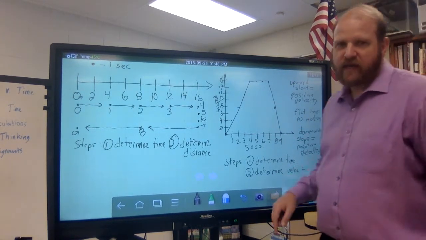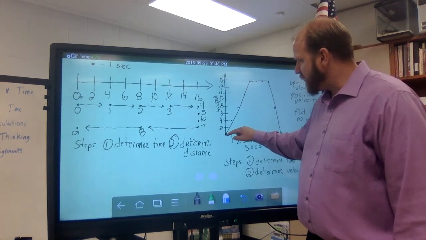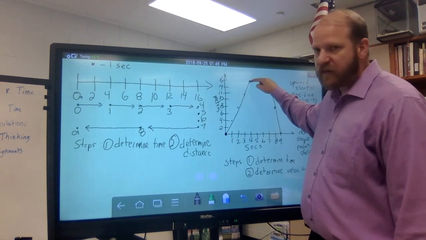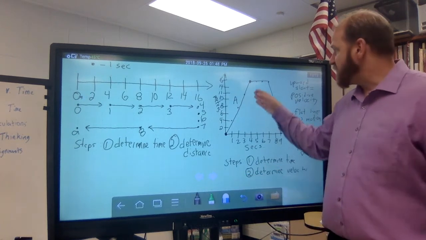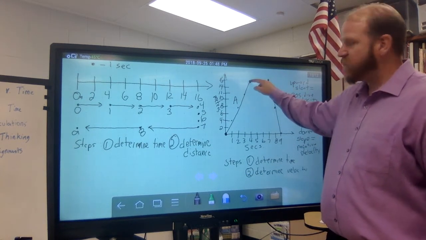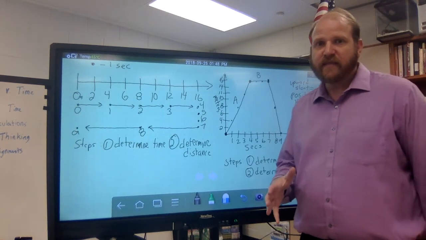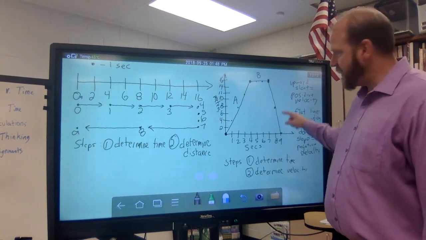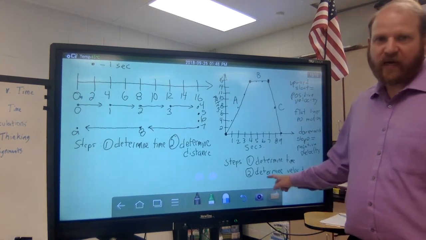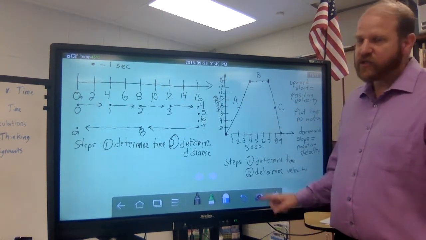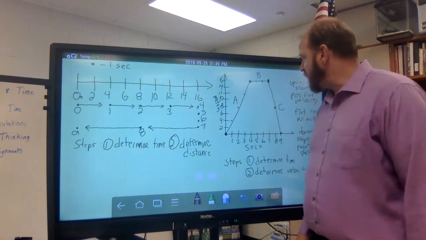There are 3 major segments, and those are any time that the velocity changes. I start here with my first segment. It goes from the 0 point to where the person or object stops. I'm going to call this segment A. The next segment is when the person or object is stopped, from this point to this point. I'm going to call this segment B. And then the last segment is when the object is returning, from this point back down to 0. I'm going to call this segment C. So I need to determine the velocity at segment A, segment B, and segment C. Let's start with segment A.